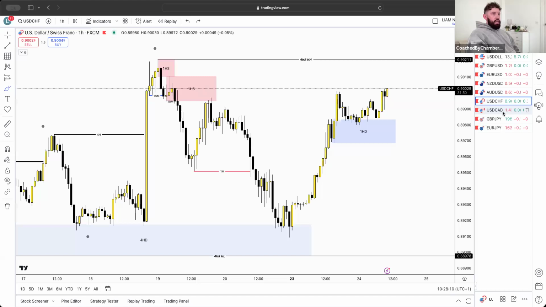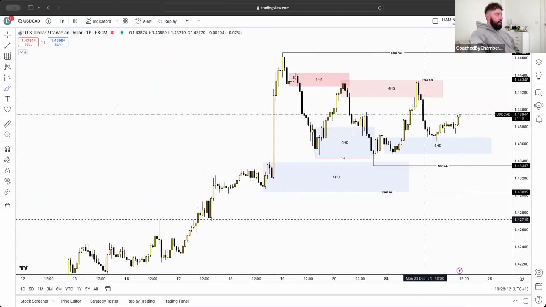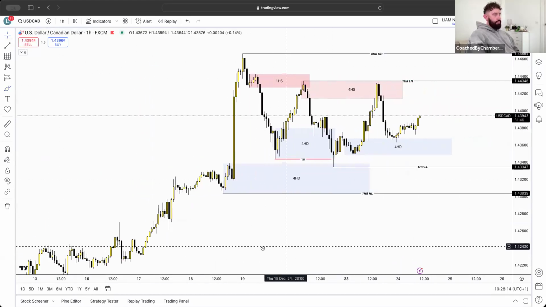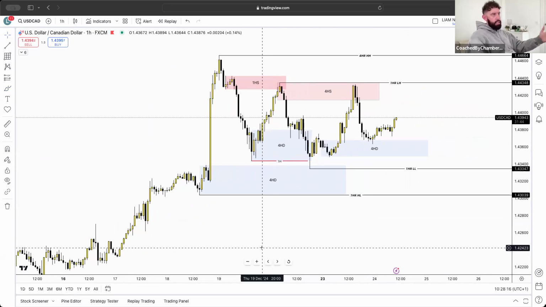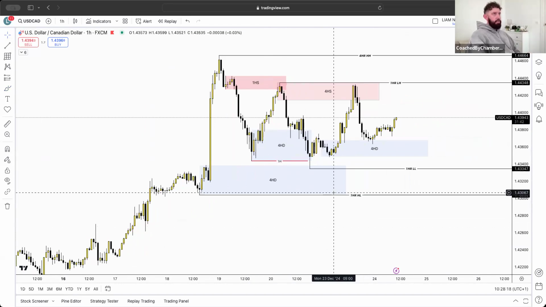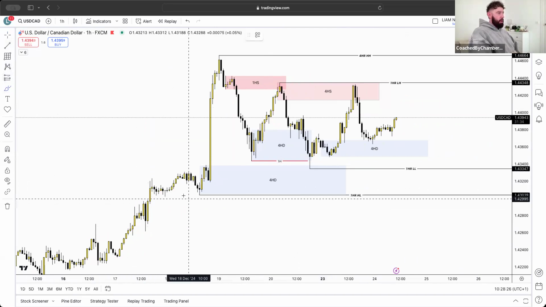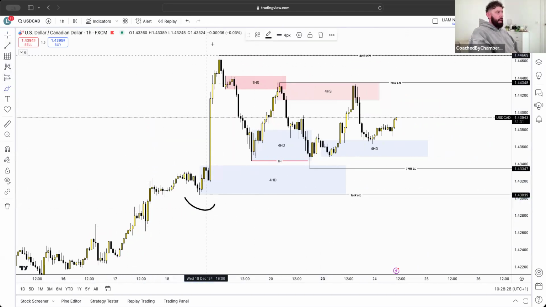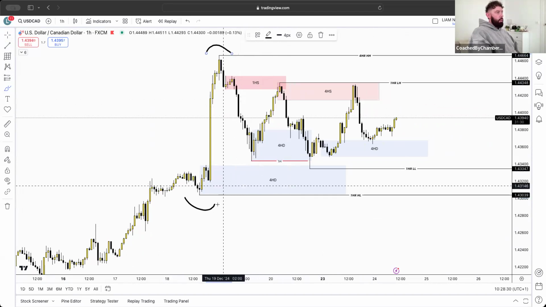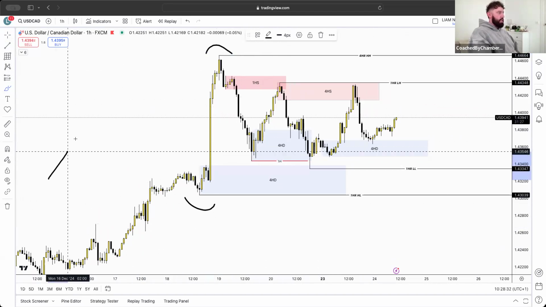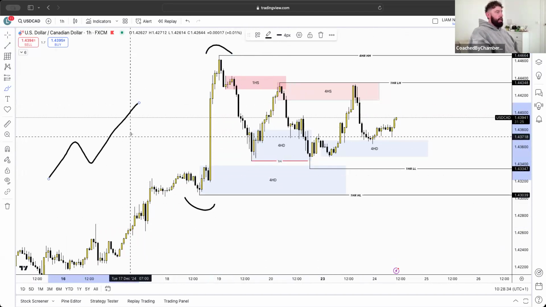Let's go over to USD CAD. USD CAD looks a lot cleaner. Just to clarify with the USD CHF, I wouldn't be taking USD CHF because of how ugly it is compared to the US dollar and also USD CAD. So if you look at the USD CAD, we've got our 4 hour higher low and our 4 hour higher high. So what we mentioned is when we trade, we want to see our 4 hour in alignment, our 1 hour in alignment with our 4 hour.